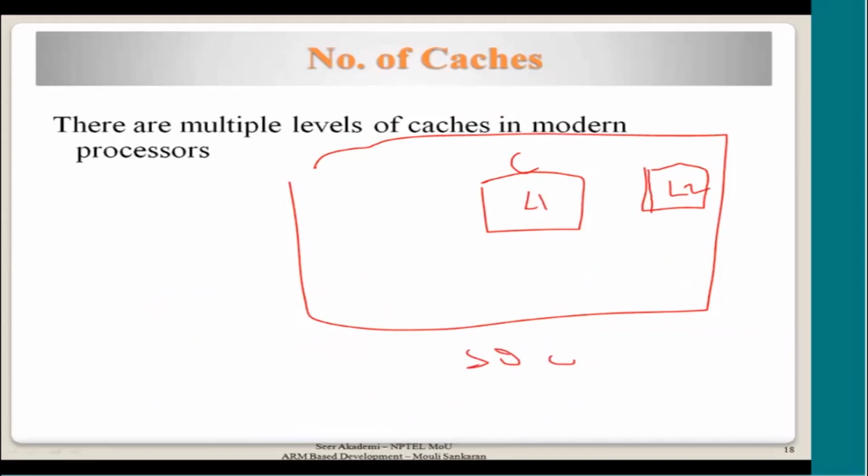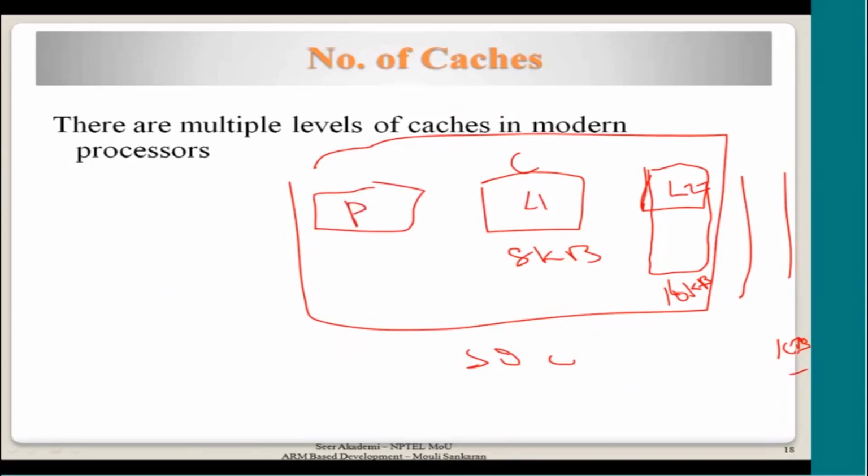Size wise, I need to show that the L2 cache is bigger than the L1 cache, and it will be a multiple of it. Suppose this is an 8 kilobyte cache, this can be 16 kilobyte or 50 kilobyte, and the main memory can be a few hundreds of kilobytes or megabytes. So what happens? Actually, L2 is the cache for L1. For the processor, L1 is a cache. Similarly, for L1, L2 is a cache.